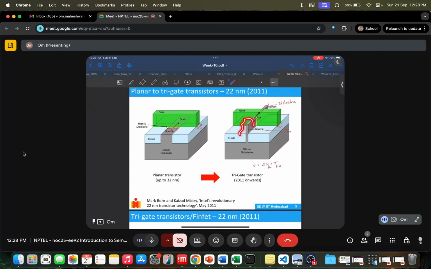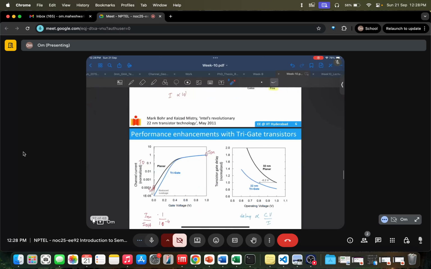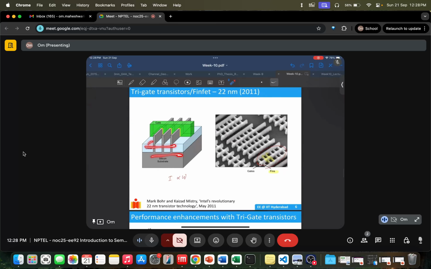This is FinFET. In a planar device, the gate just covers the channel from the top side. Here the channel will be on all three sides of the fin, and the gate is surrounding all three sides. So it basically improves your gate control and improves your electrostatic performance. Then we can have more fins so that we can have better control.